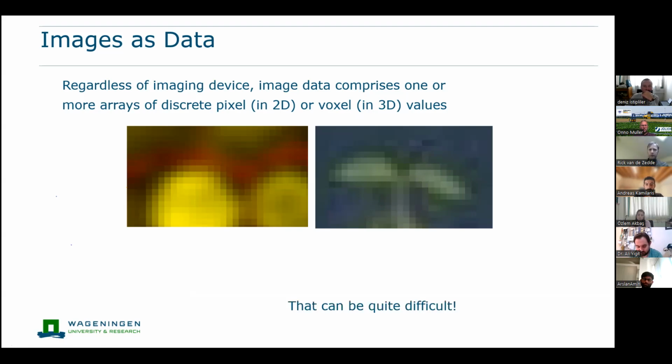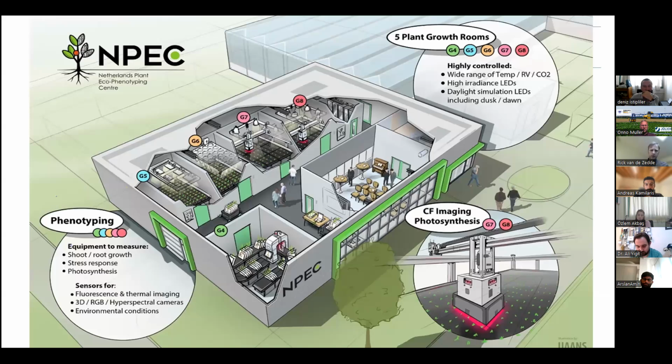And it is difficult actually. To illustrate it, I would like to zoom into one of the climate rooms where the focus is on root phenotyping, with only a short side note on the shoot phenotyping that I would like to share. This is one of the buildings of the phenotyping center.